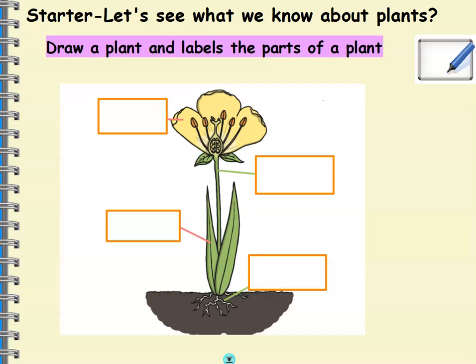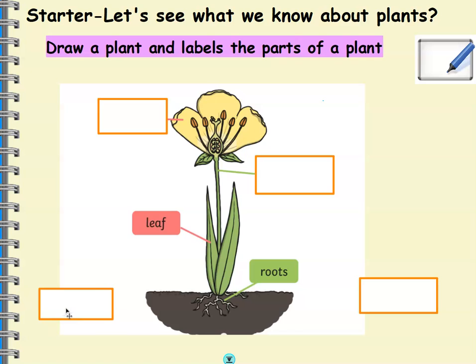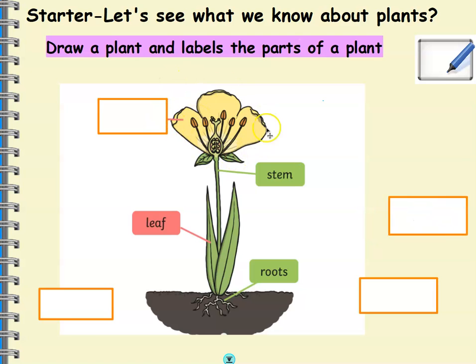Good job. Now that we have drawn a plant and labeled its parts, let us check our answers. What part of a plant is this? Roots. Check your work. What part of the plant is this? Leaf. Excellent. What about this? Stem. What about this? It's a beautiful part of a plant. Well done. It's a flower.